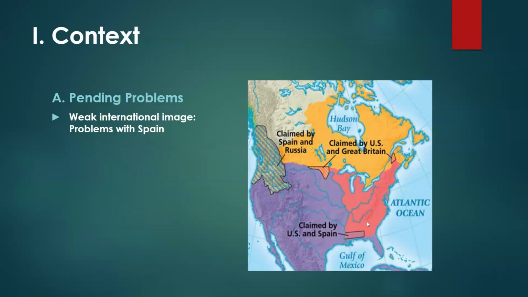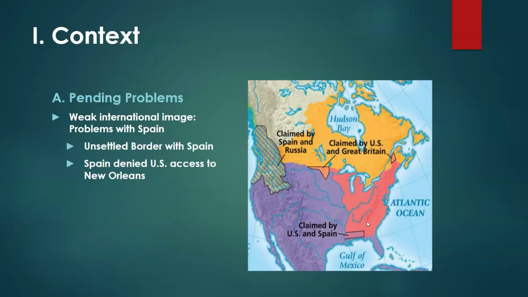There were also issues, of course, with Spain that we've already seen that are still pending by the early years of the Republic. There's this unsettled border between the U.S. and Spanish Florida. Remember, Spain had regained Florida during the American Revolution. Well, that border is still unsettled. And as a result, Spain was cutting off U.S. access to that valuable port city of New Orleans.